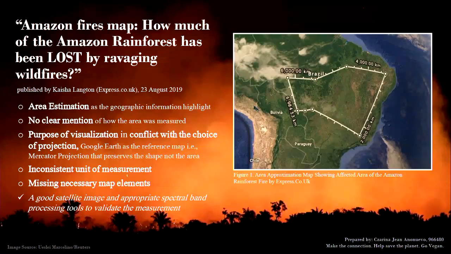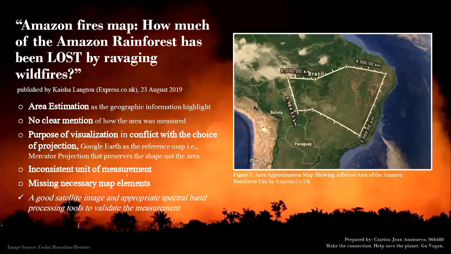Another point is no clear mention of how the area was actually measured by the website. And in addition, the purpose of the visualization is in conflict with the choice of projection, because it's obvious that they use Google Earth as reference, but Google Earth uses a projection that preserves the shape but not the area. So the area that they reported is questionable. And also inconsistent units of measurement, because the distance labels are in kilometers, but the area reported is in acres.